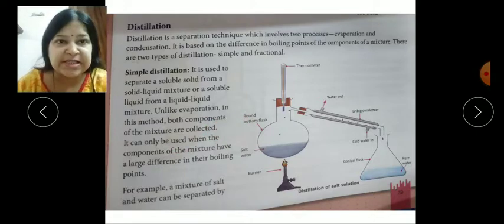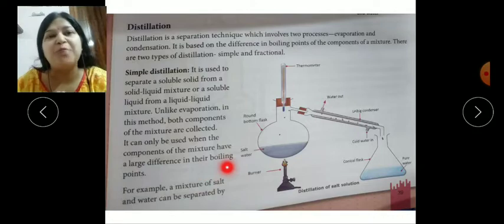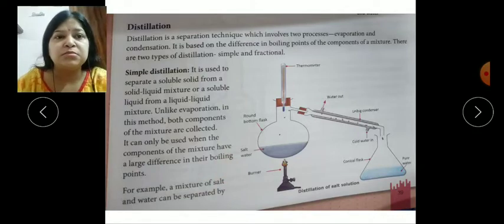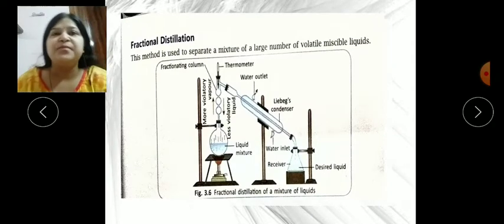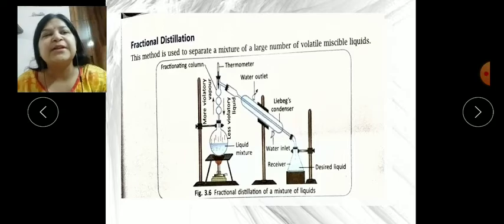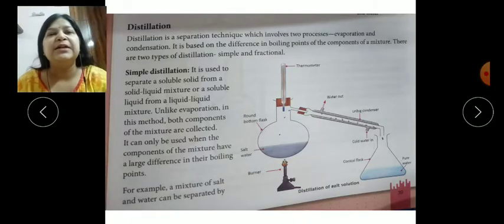We can collect it based on the boiling point. One example is given: salt and water. In your book, alcohol and alcohol one is given. So in this method you should remember the apparatus.